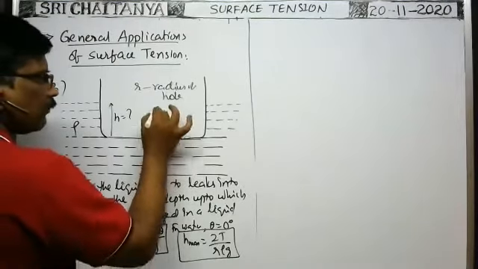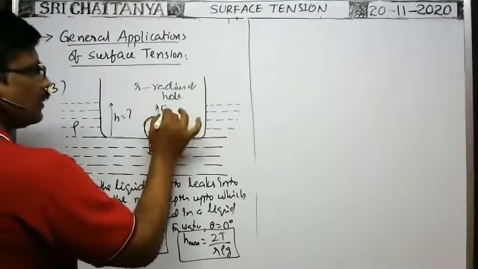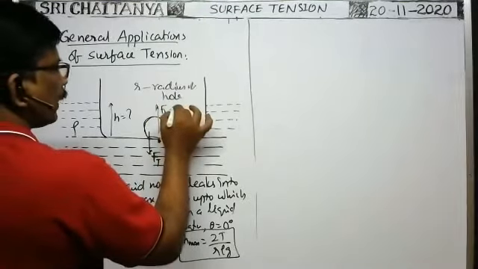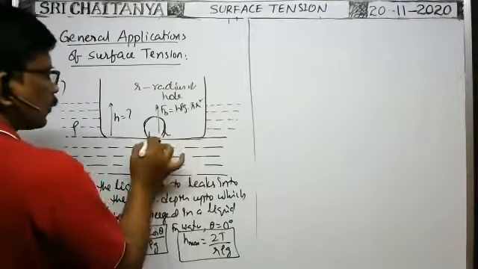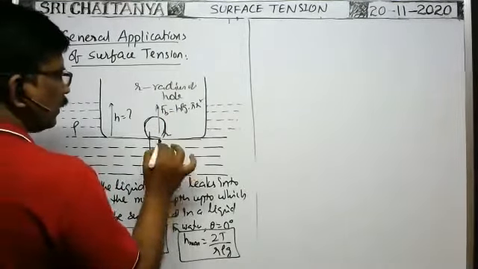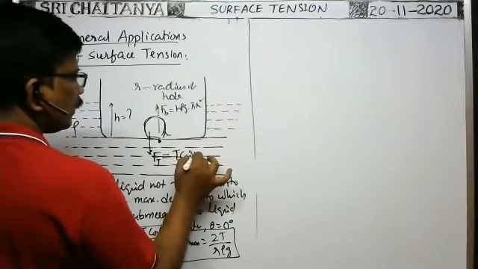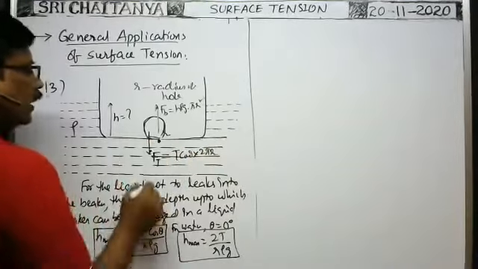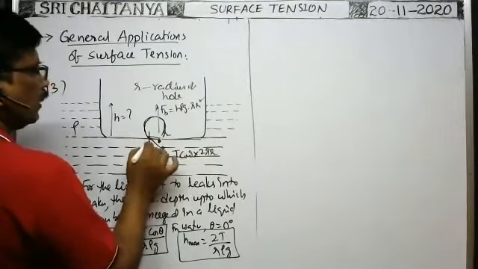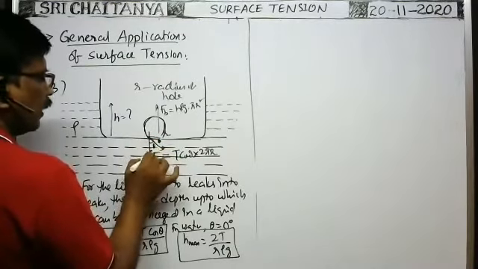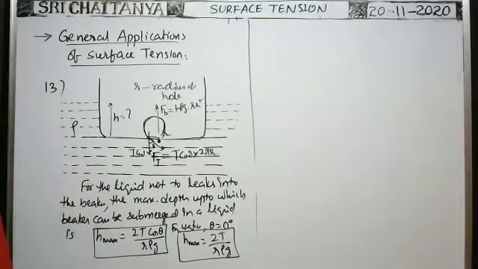Because of that pressure difference, at this cross section the force due to pressure difference, W, is equal to pressure into area, that is h rho g into area, pi r square. Force due to surface tension is equal to T cos theta into 2 pi small r, because at this point the force due to surface tension acts in this direction. If the angle is theta, then this component is T cos theta. Same concept. Okay. Next, 14th one.